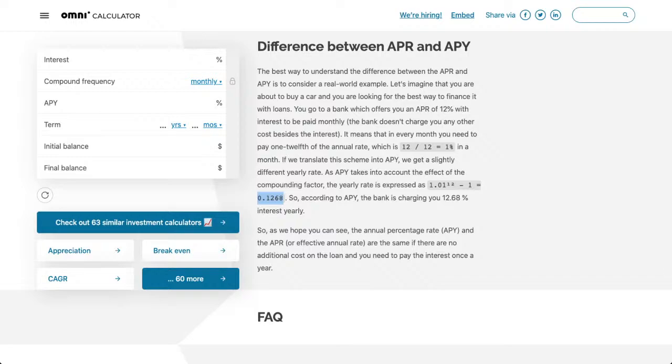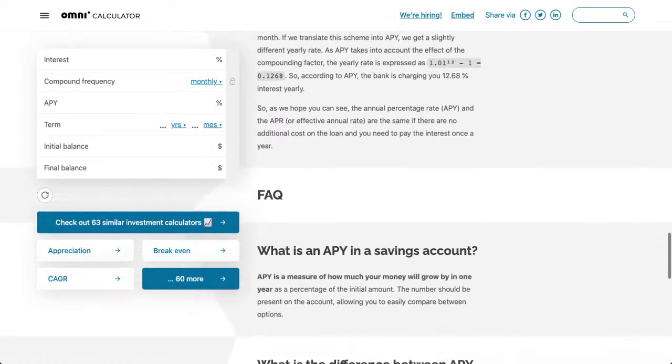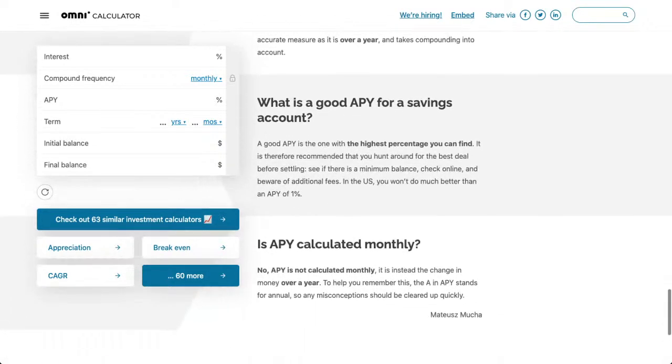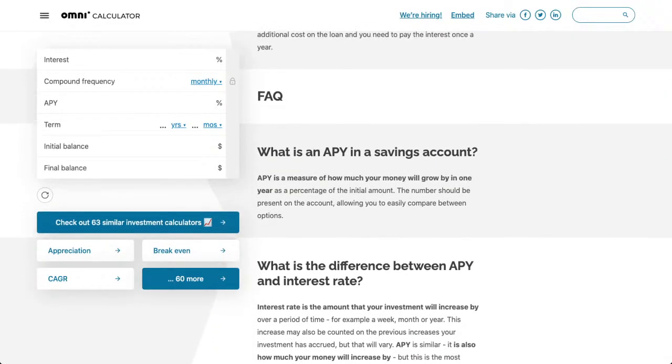So as we hope you can see, the APR, or effective annual rate, and the APY are the same if there are no additional costs on the loan and you need to pay the interest once a year. So that's if you're looking at a loan, but our main focus is on the APY. Now there are some other questions and answers here, so you can check those out. We'll just briefly go through them now. What is APY in a savings account?